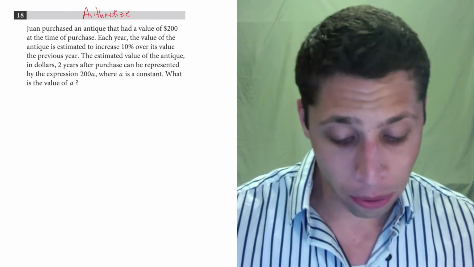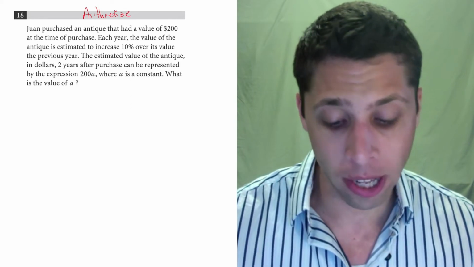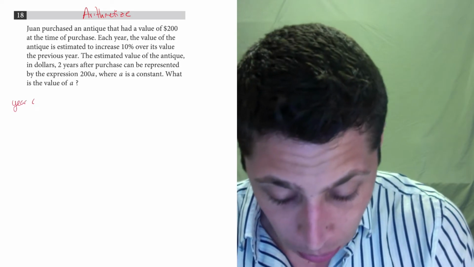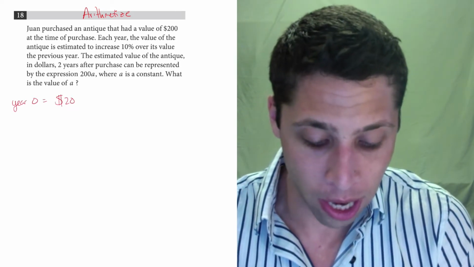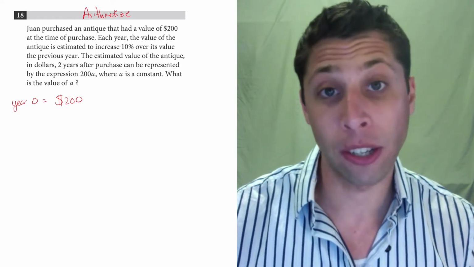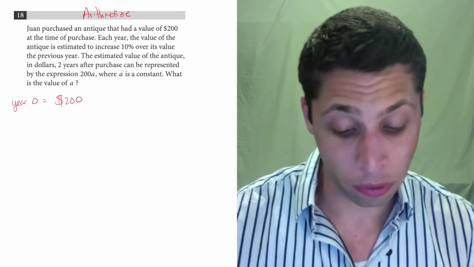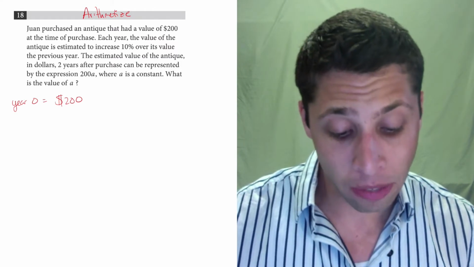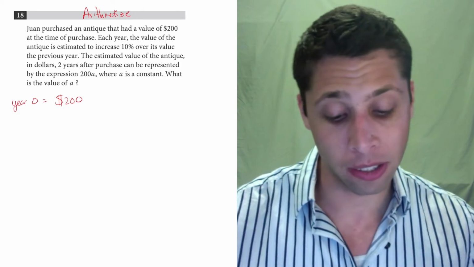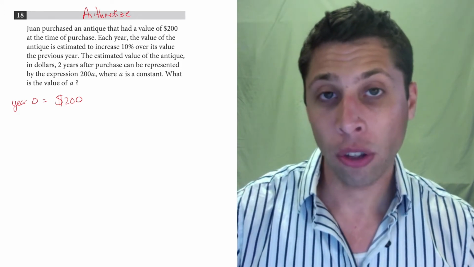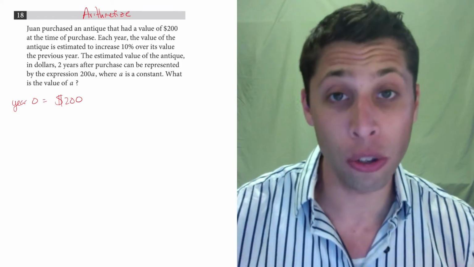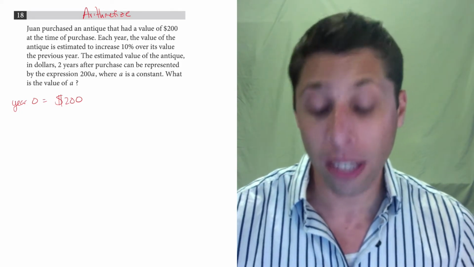So Juan purchased an antique that had a value of $200 at the time of purchase. Great. So at year zero, it's worth $200. Awesome. Each year, the value of the antique is estimated to increase 10% over its value the previous year. The estimated value of the antique in dollars 2 years after purchase can be represented by this expression where A is a constant. So I need to understand what this thing's value is in 2 years. And I can do that math even without a calculator fairly easily.